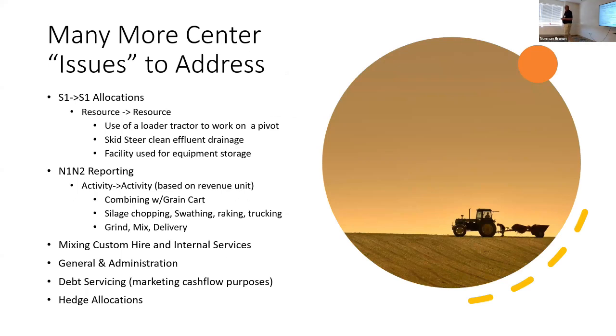So in closing, for this part of the presentation, there are many more issues to address, I know. One of them is an S-center resource within a resource. A common example that I used to have to deal with is they would take the loader tractor and work on a pivot. How do you charge that loader tractor out to a pivot, from S-center to S-center?